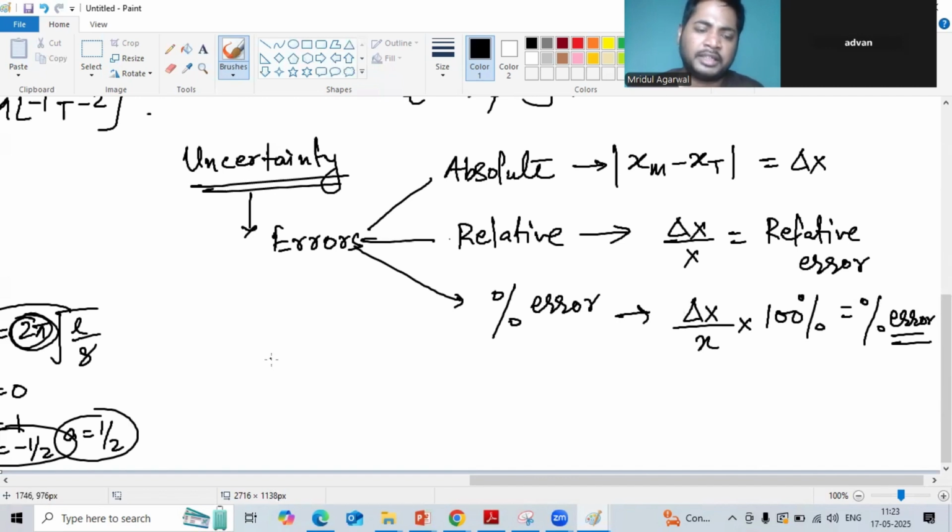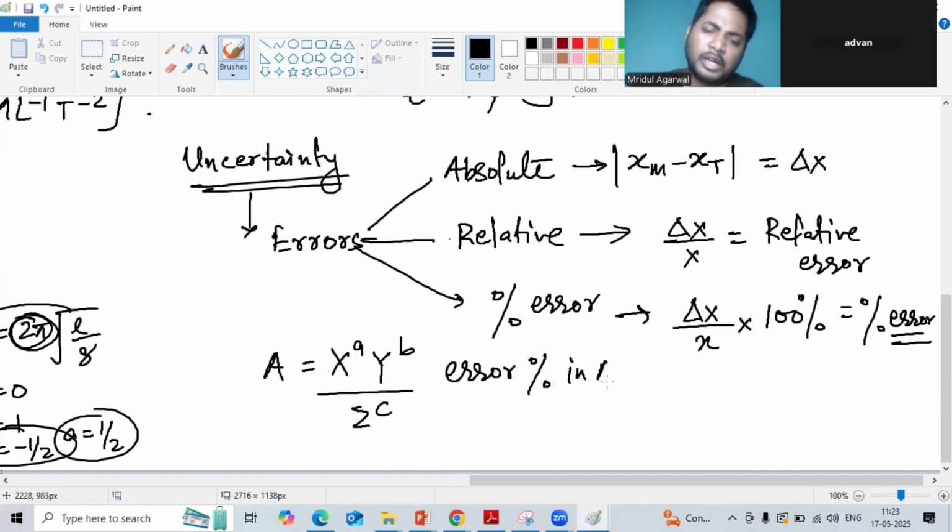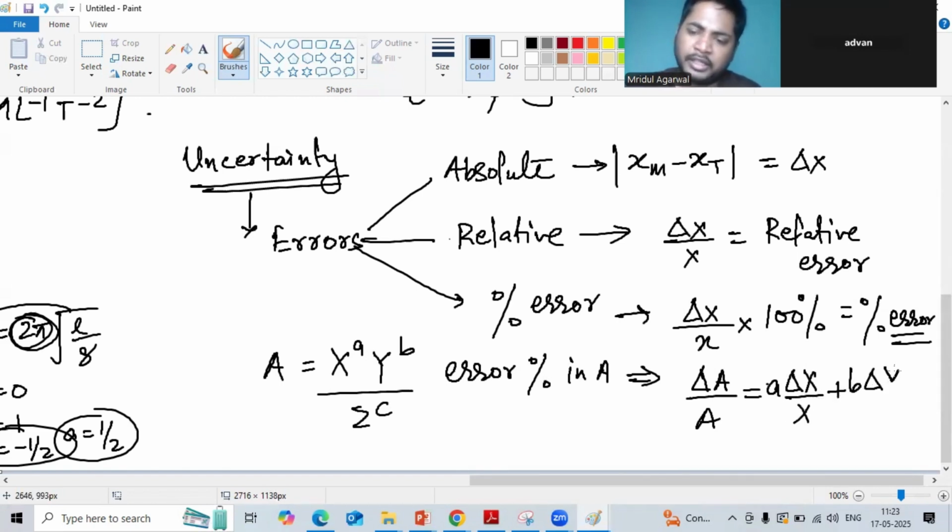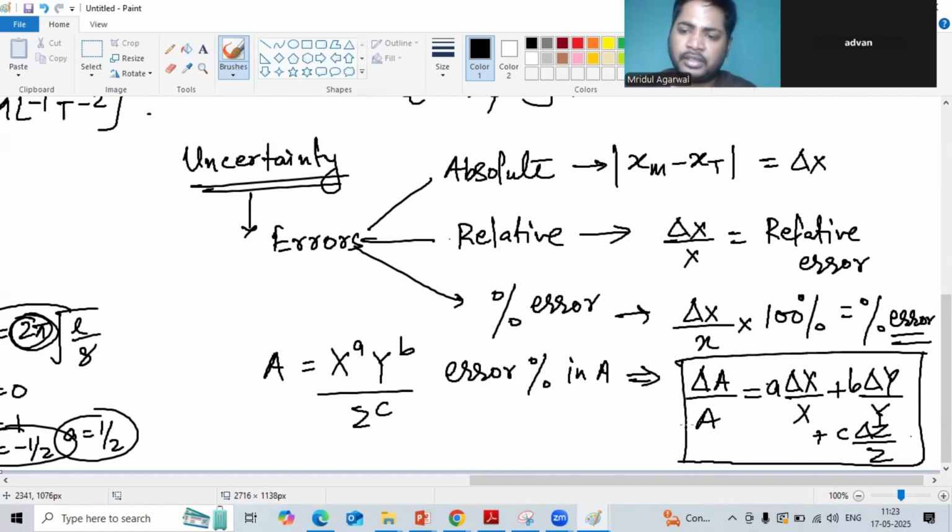Sometimes the problem comes like this. Suppose there is a quantity given, let's say a equals x to the power a, y to the power b, and z to the power c. And I want to find out the error percentage in a. Okay. So how will I define that? I will take delta a over a is equal to a times delta x over x plus b times delta y over y plus c times delta z over z. Okay. This is the concept for the error calculation in a quantity.